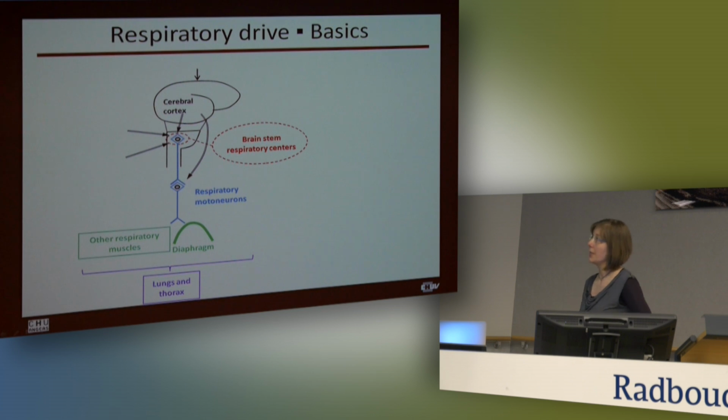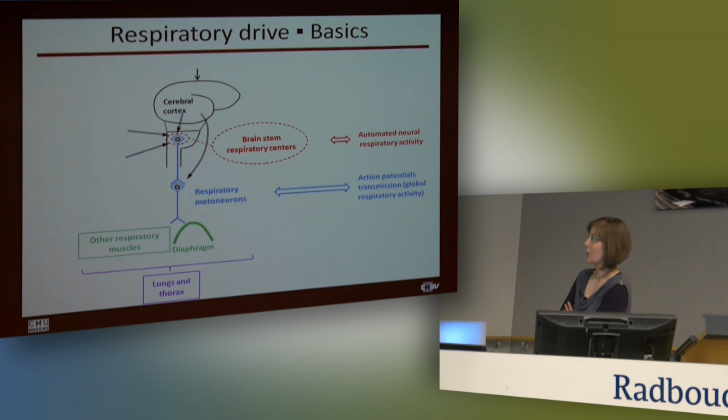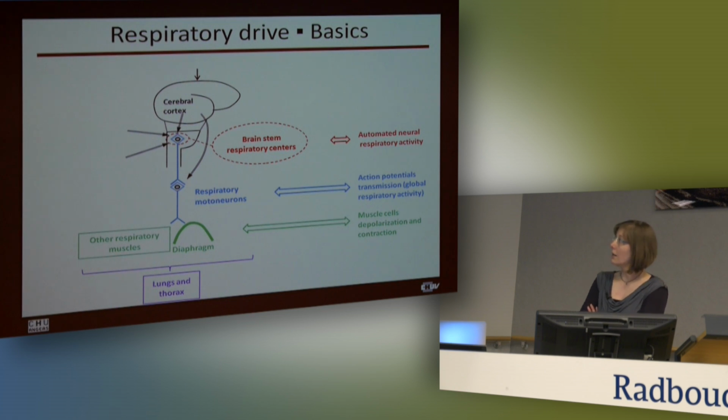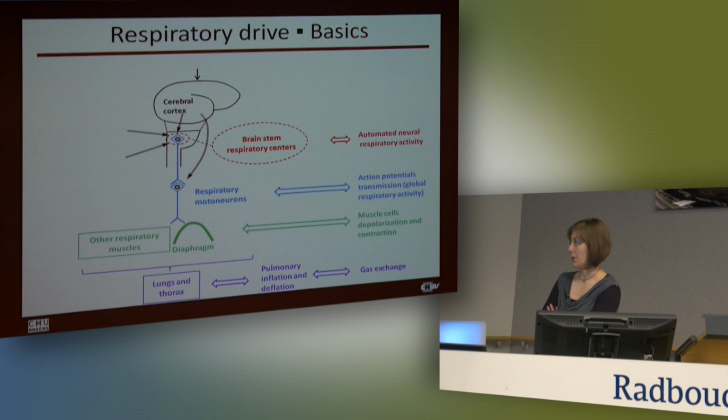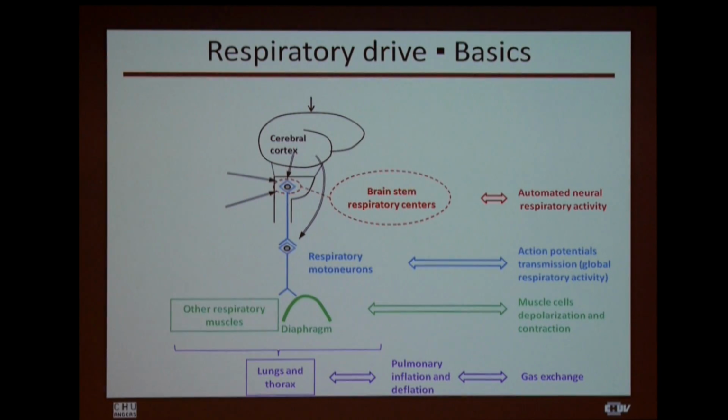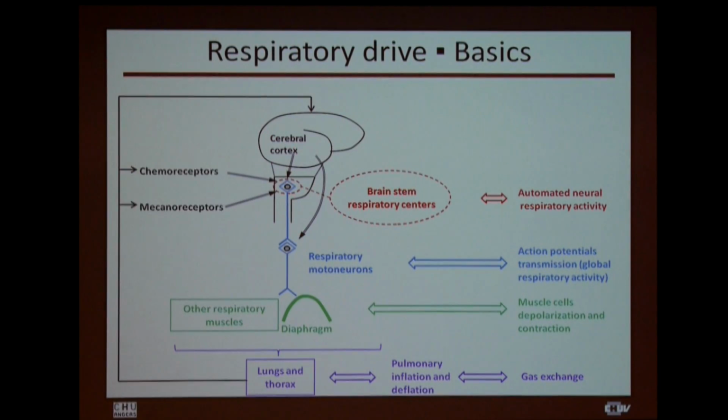As you know, the action of breathing is initiated in the respiratory brainstem centers. The electrical activity generated is then transmitted to the inspiratory muscle through respiratory motor neurons, and especially to the diaphragm, where muscle cell depolarization and contraction occur. As a consequence, air goes into the lungs during inspiration.